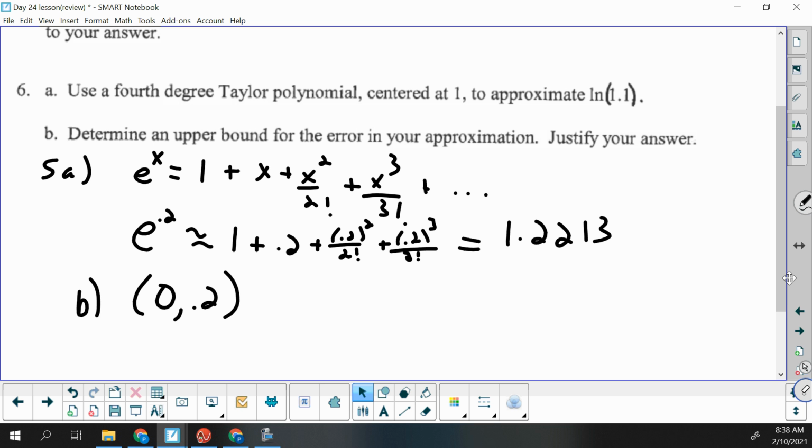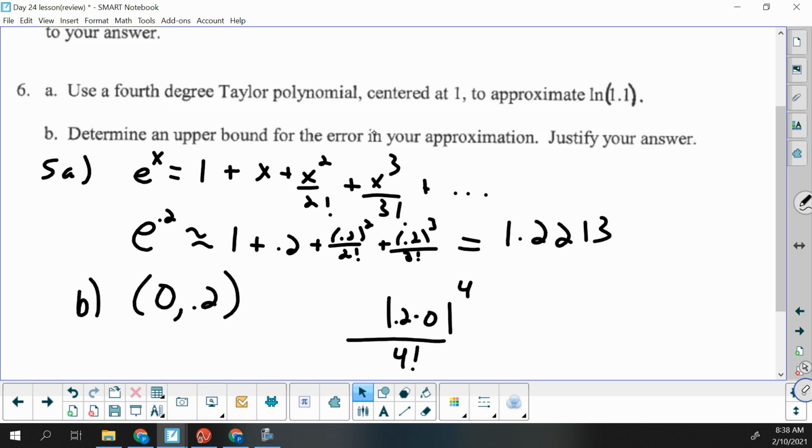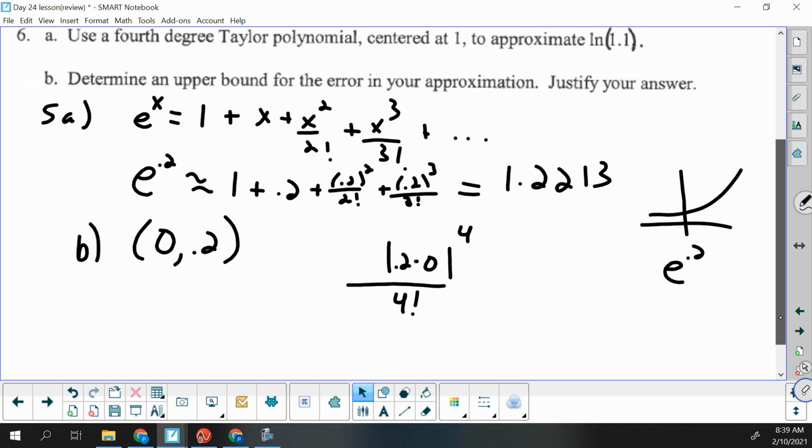So to start out for our Lagrange error, we're going to have that m value, then we're going to have absolute value of 0.2 minus 0 to the next degree, so 4, over 4 factorial. So m needs to be the upper bound on our interval. Well, if you think of e to the x, it is an increasing function. So on that interval, we want to think e to the 0.2 is our upper bound.